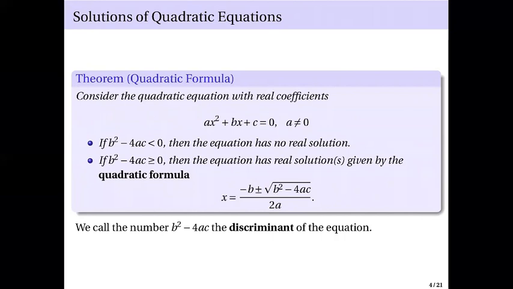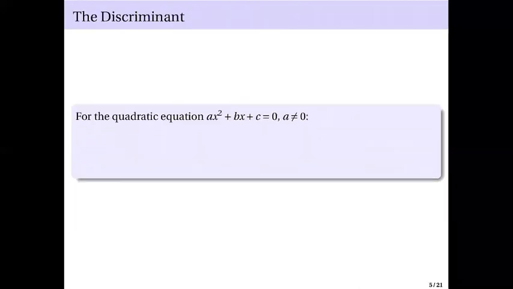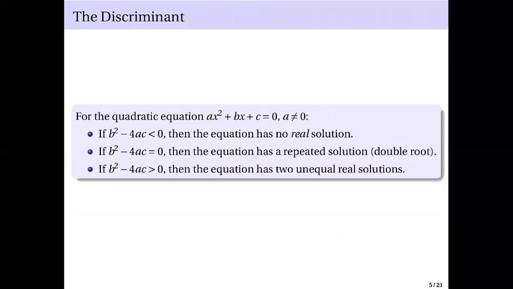Okay? One corresponding to the plus and the other corresponding to the minus in this part here. So you'll get one number, negative b over 2a, but it is a repeated solution. And finally, if b squared minus 4ac is positive, then the equation has two unequal real solutions. Okay? So the quadratic equation may have two solutions, one solution, or no real solution.